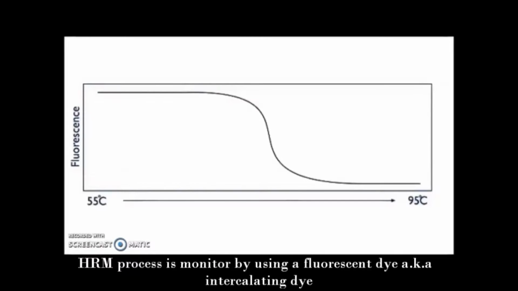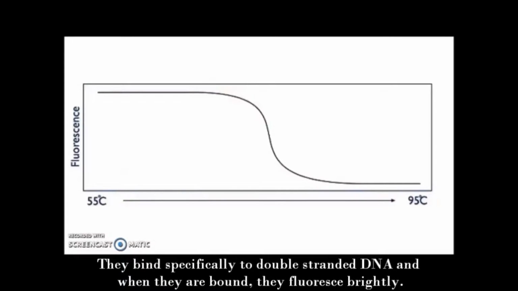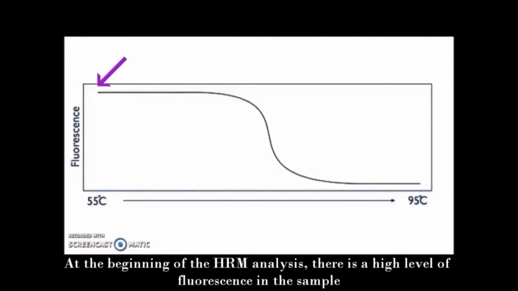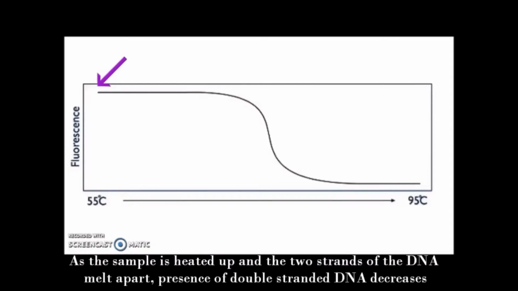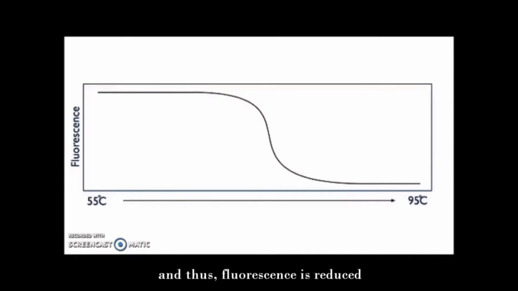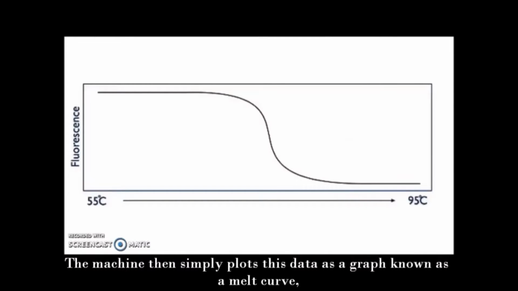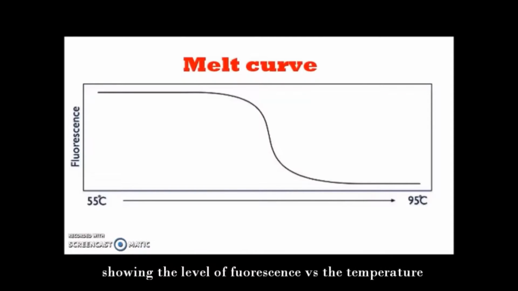HRM process is monitored by using a fluorescent dye, aka intercalating dye. They bind specifically to double-stranded DNA and when they are bound, they fluoresce brightly. At the beginning of the HRM analysis, there is a high level of fluorescence in the sample. As the sample is heated up and the two strands of DNA melt apart, the presence of double-stranded DNA decreases and thus fluorescence is reduced. The machine then simply plots this data as a graph known as a melt curve, showing the level of fluorescence versus the temperature.